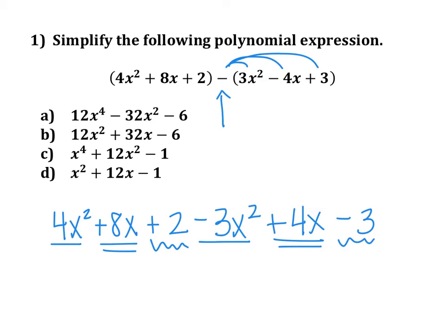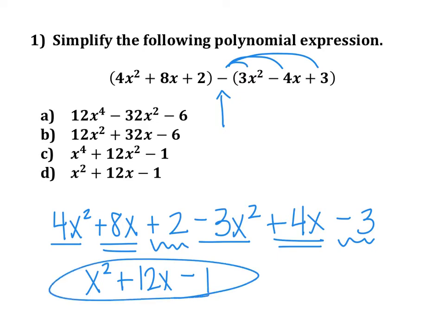So I've got 4x squared minus 3x squared gives me 1x squared, or just x squared. 8x plus 4x is a positive 12x. So right now you're just doing exactly what the signs are telling you to do. And then you've got a positive 2 minus 3, which gives you negative 1. So the correct answer should have been D.